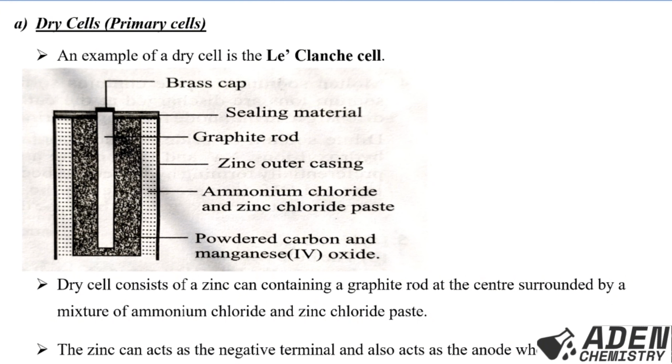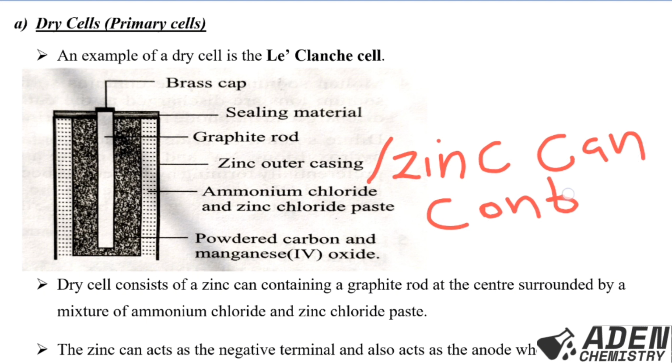We have the brass cap here, then the sealing material there. We have the graphite rod, which acts as the positive terminal. Then we have the zinc outer casing, which is the negative terminal that we are going to use. The zinc outer casing can be called the zinc cane, or the zinc container. All of those names we can give it.